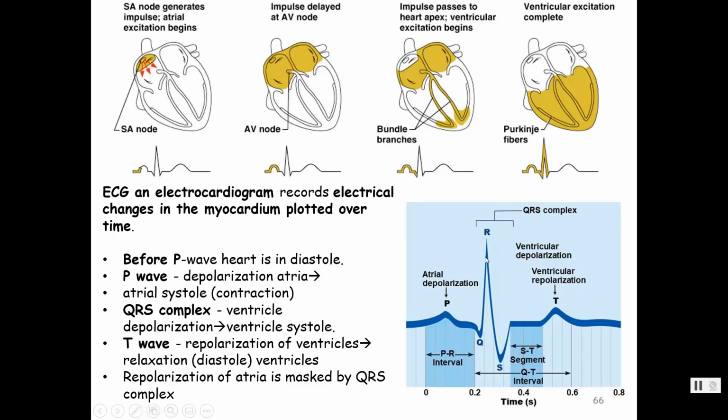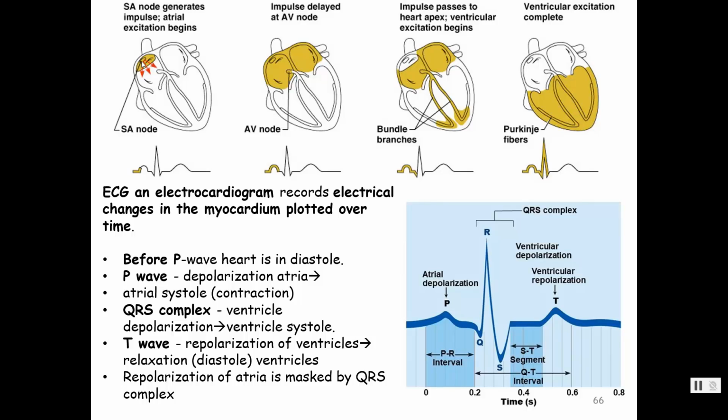The tracing that you see, so we have this part is called the P wave. So we have a P wave, we have a QRS complex, and then we have a T wave. So if you can remember your alphabet, P, Q, R, S, T, you're fine. So each feature of an ECG gets a name. So pop up over here.